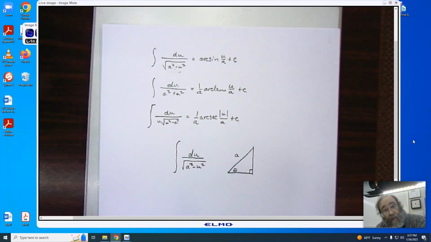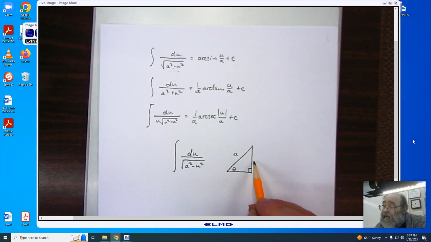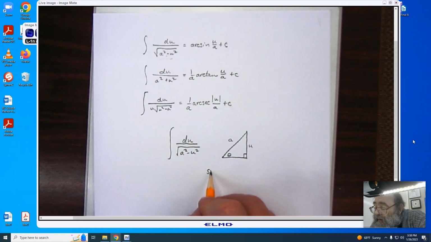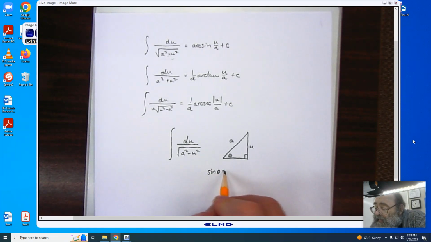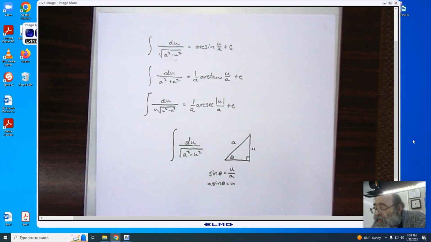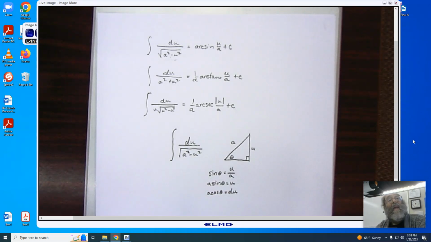See, now by doing that, I have the sine of theta is u divided by a. But that means that a sine theta is u, and a cosine theta has to be du. Once again, just taking my derivative.